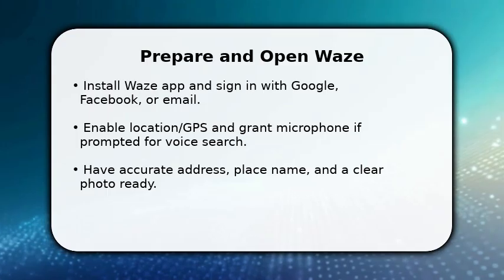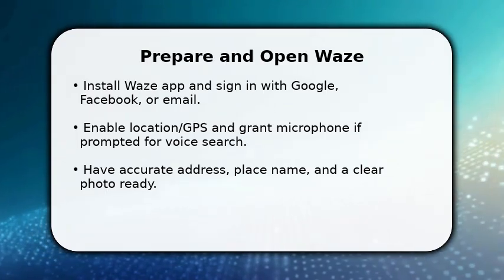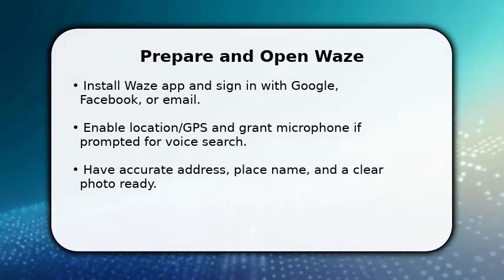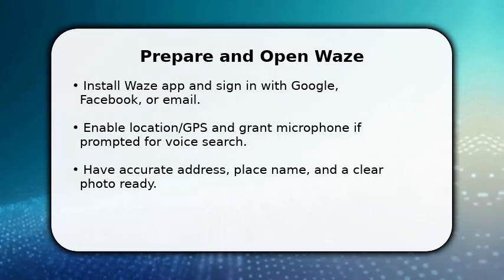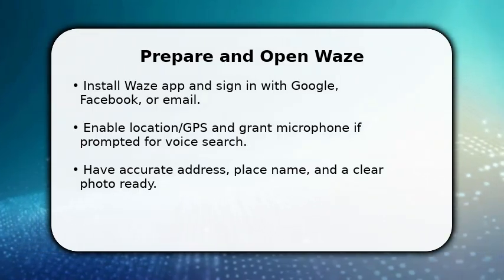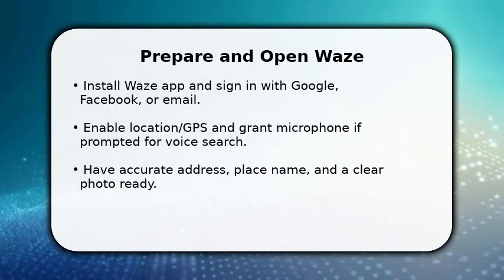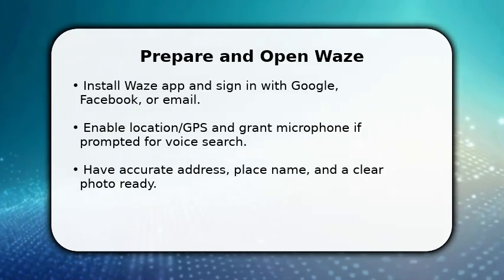You start by launching Waze and signing in so your edits are attributed. This also unlocks more reporting features. Once done, confirm device GPS is on and Waze has location permission because inaccurate GPS creates wrong pins.